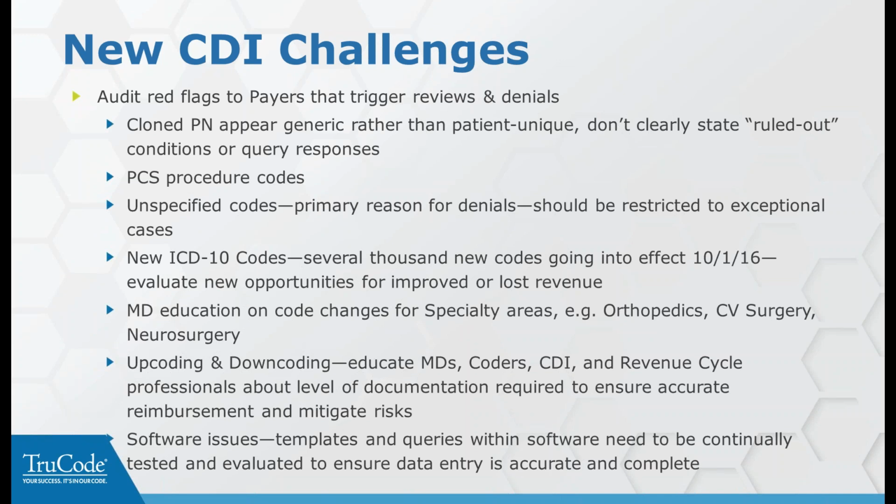The clone progress notes that appear to be generic rather than patient-specific are a huge red flag to payers. PCS procedure codes, they know that that's more difficult to use, and so they're kind of targeting some of those to make sure that they're being done correctly. Unspecified codes are the number one reason why we have denials, and those need to be restricted to exceptional cases only.